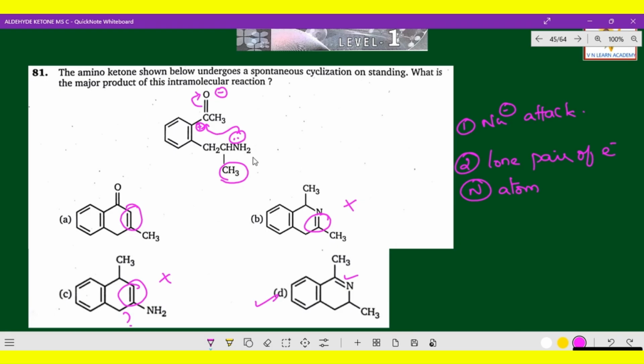Through the lone pair of electrons, it is going to attack the carbonyl carbon. So in that way, the carbonyl carbon, why is it attacked? Because it is electrophilic in nature. So in that way, you can easily bring the answer. I hope you got the clarity. Come on, let us go to the next question.